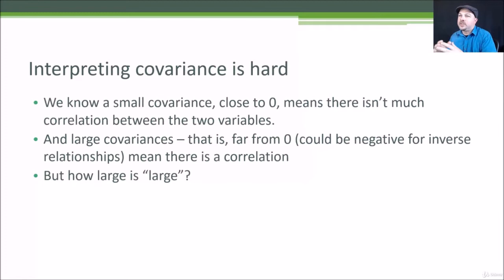Now, the problem with covariance is that it can be hard to interpret. So if I have a covariance that's close to 0, well, I know that's telling me there's not much correlation between these variables at all. But a large covariance implies there is a relationship. But how large is large? Depending on the units that I'm using, there might be very different ways of interpreting that data. So that's a problem that correlation solves.